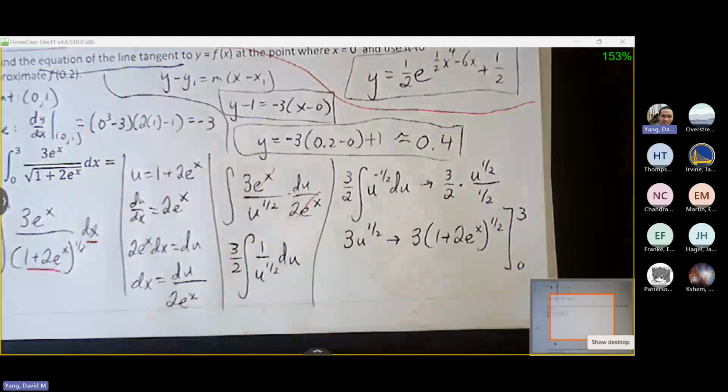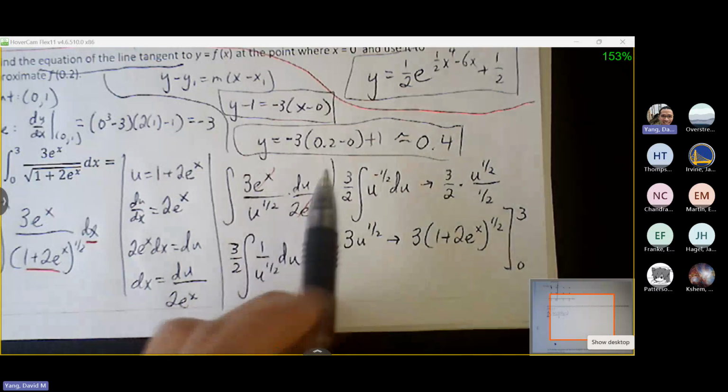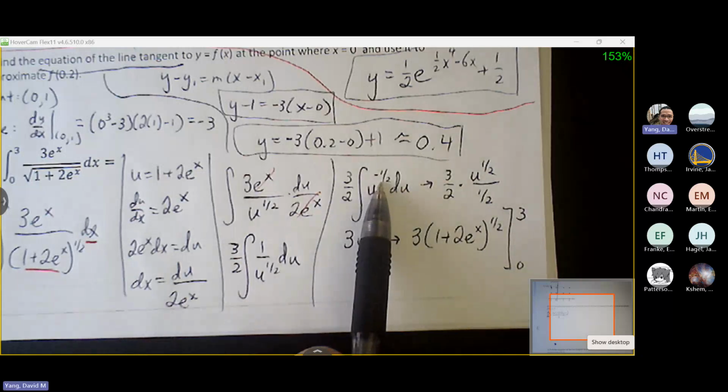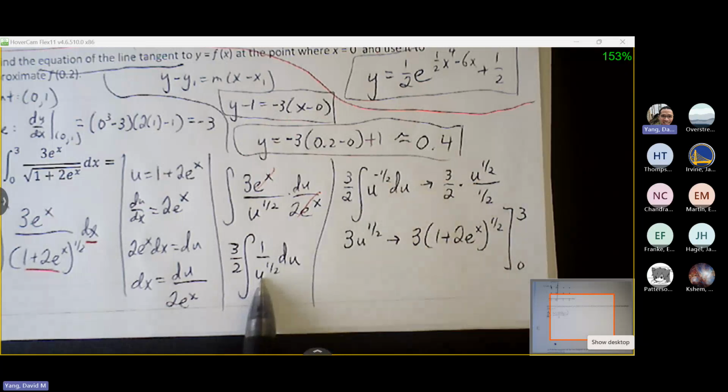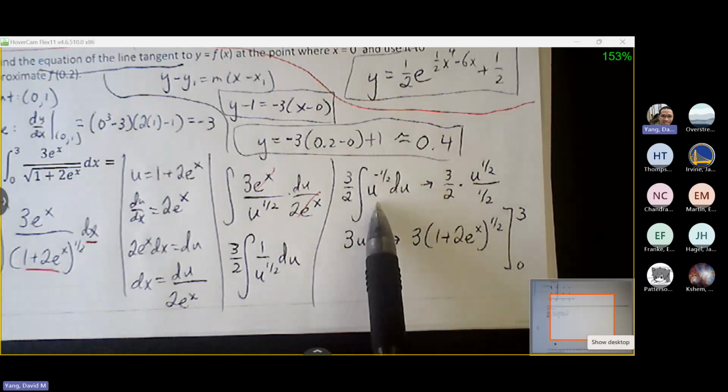Wait, I'm confused. I thought for power rule you're supposed to add 1. Mm-hmm. So what's negative 1/2 plus 1? Oh, it's positive 1/2, then it'll become 3/2. But we have to adjust that 1/2 below to make it negative 1/2 above, because we can only do power rule when that u is sitting up in the numerator to begin with.